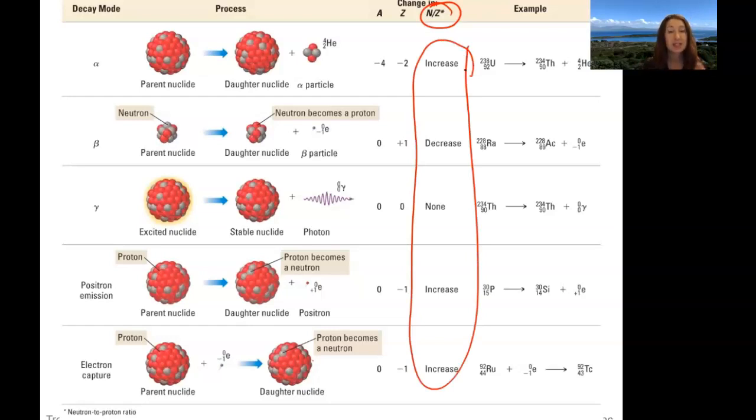And this has to do with the stability of the nucleus. Right, and this N/Z ratio is neutrons to protons, right? N is neutrons, Z is the atomic number, protons.